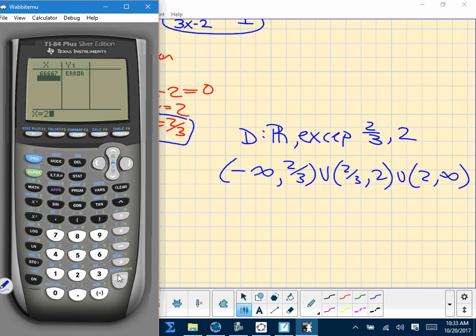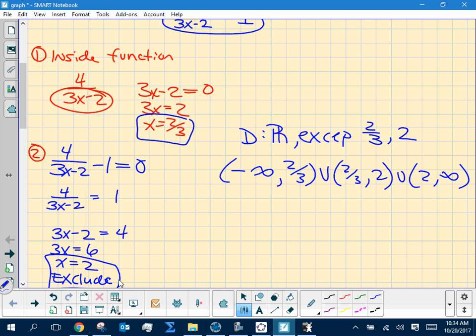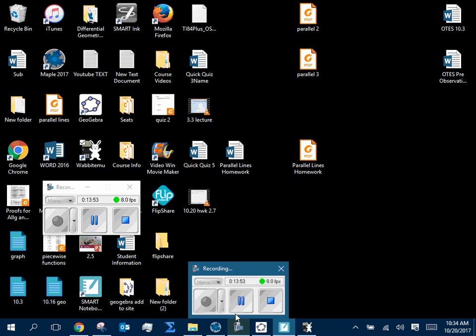You should also be able to kick out 2, hit enter, and that is also verification that 2 is not part of my domain. And I can type in any other number and I should get something back. Just type in some obscure value, still get an output back. So these outputs tell me that these were numbers that were okay for the domain because you're getting outputs. 2/3 and 2 were not okay because you weren't getting an output. Hopefully that helps. We'll continue to work with these composite functions in the next couple days.